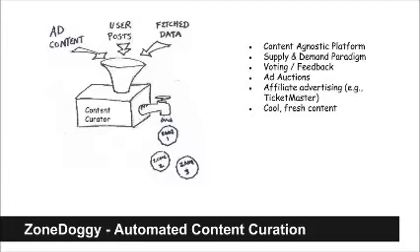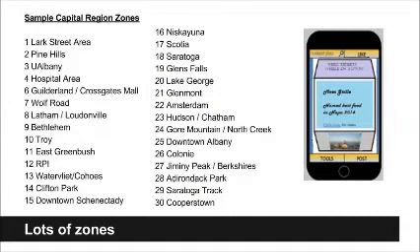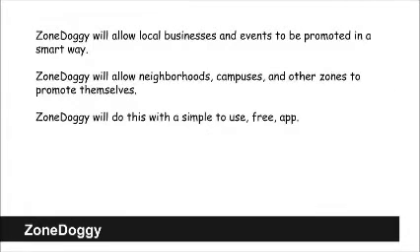There's any number of different kinds of content that might appear on a wheel for a given zone. And there's any number of zones that we will create for a given area in the capital region. It just came up with 30 sample zones, but there could be more or less depending on the situation. So what will ZoneDoggy do?